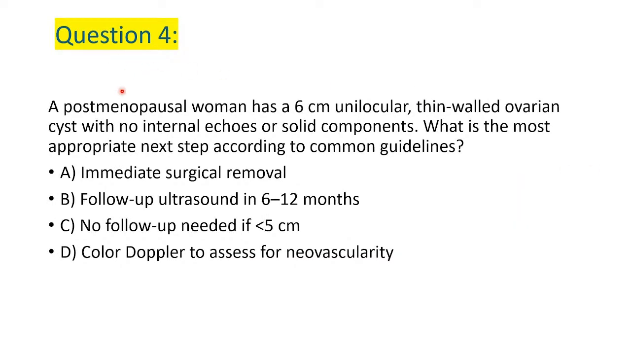Question number 4. A postmenopausal woman has a 6 cm unilocular thin-walled ovarian cyst with no internal echoes or solid components. What is the most appropriate next step according to common guidelines? A postmenopausal woman has a 6 cm unilocular thin-walled ovarian cyst with no internal echoes or solid components. What is the most appropriate next step according to common guidelines?